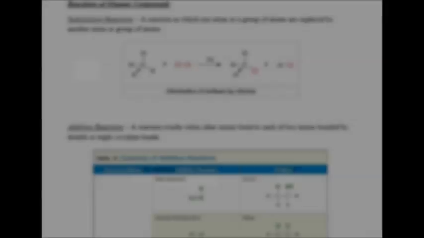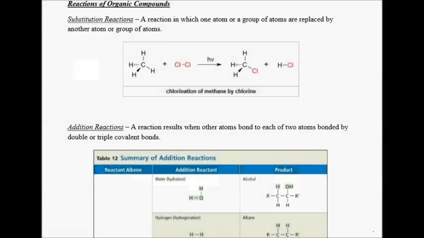This is video lecture number 5 for chapter 22. We are on page 53 in the notes, and we are going to start looking at reactions that organic compounds undergo. So today we're just going to look at 3 of them, and then we'll have 4 of them for the next lecture. The first reaction is a substitution reaction.